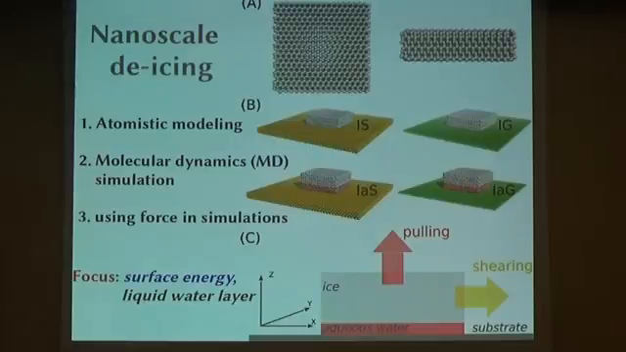In this simulation, because we are trying to understand the mechanics that determine the ice adhesion strength, or how to get rid of the ice, we can pull the ice. In this case, you pull the ice up. This ice cube here is very small, one edge is 8 nanometers more or less. And we can also shear it to determine the shearing strength.